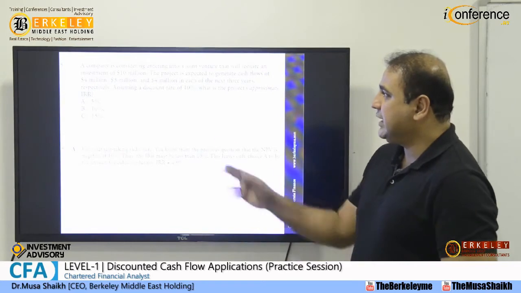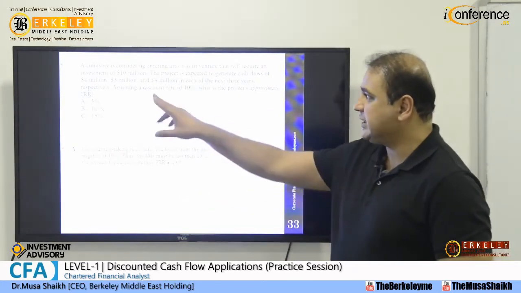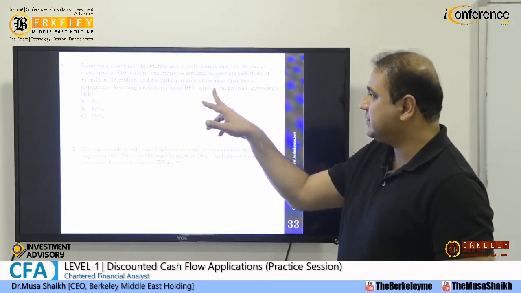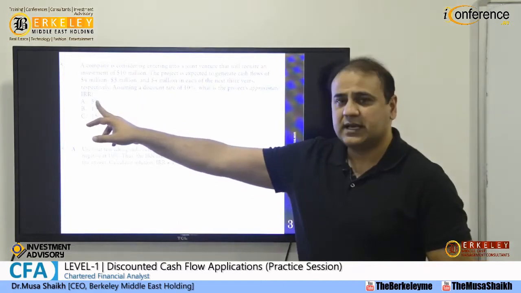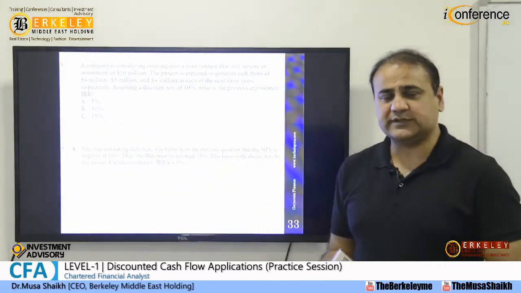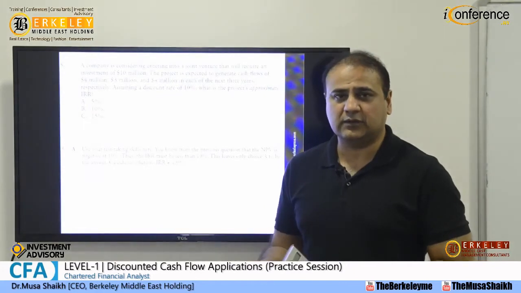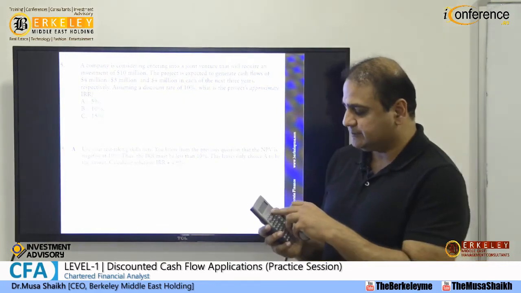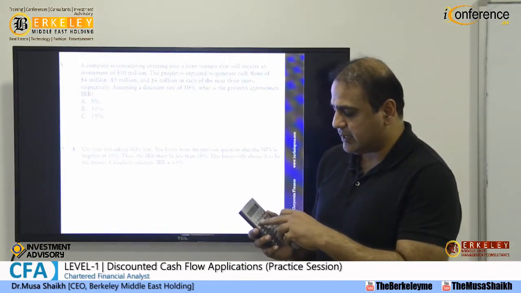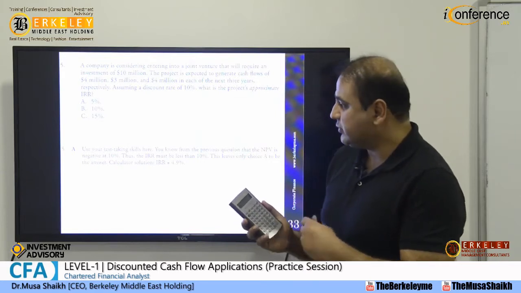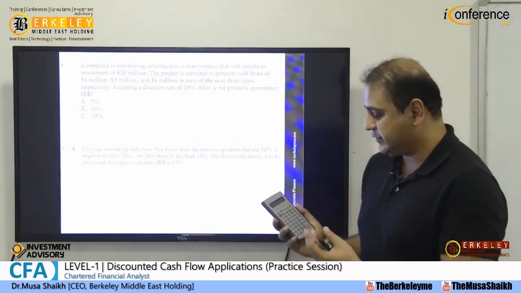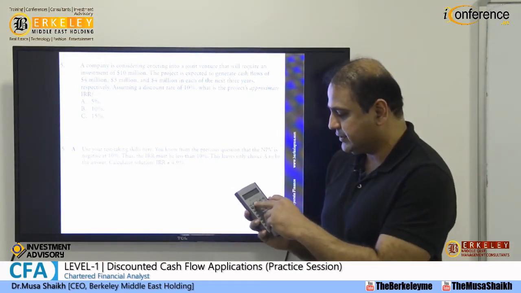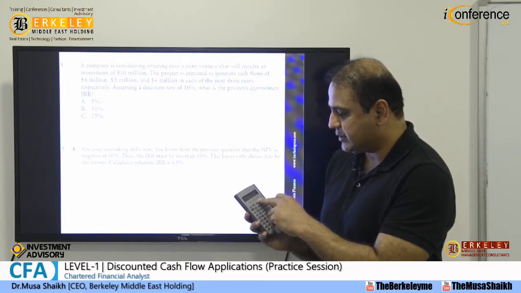A company is considering entering into a JV, it's the same question. It says, assuming a discount rate of 10%, what is the project's appropriate IRR? So it's the same question, you just have to press another button to calculate IRR. For practice's sake, we can enter the data again, so it will be further practice for you. Although it is not required, you can use the storing functions in the calculator. That is pretty handy and smart.